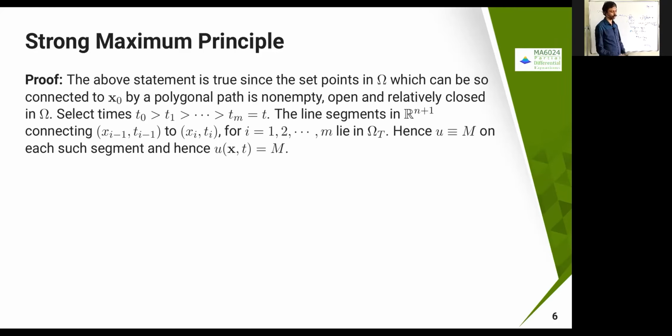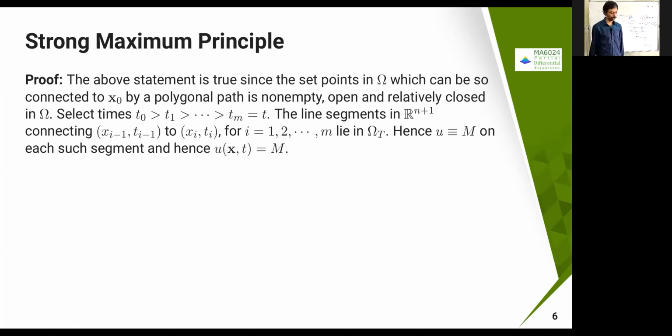Then for this sequence, the entire such segment, you are going to get u equal to m on it. Now it is given that the set is connected. For the first case I chose two arbitrary points and did this. Now I have taken a sequence of points and done it also. If you take any two points in the set, then since it is connected, you can connect them through some line segments.